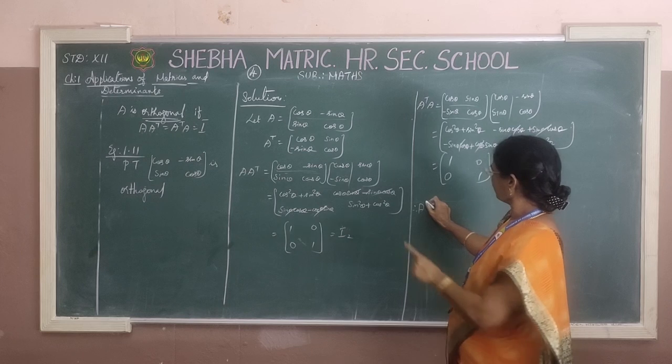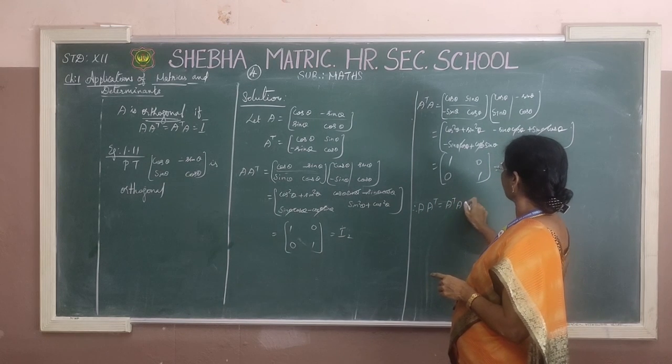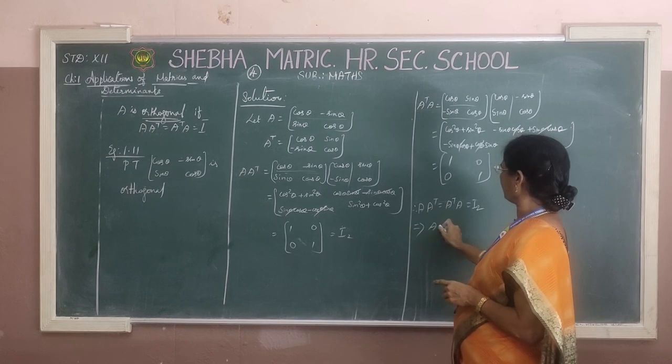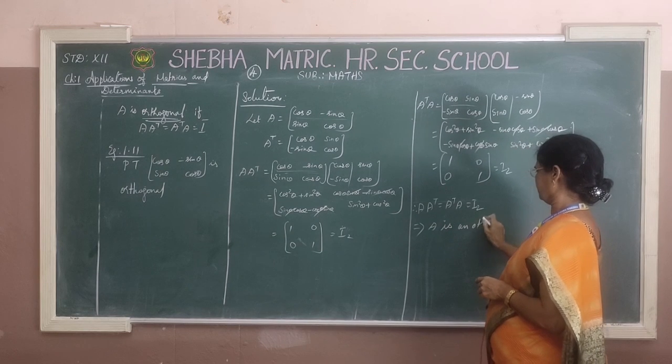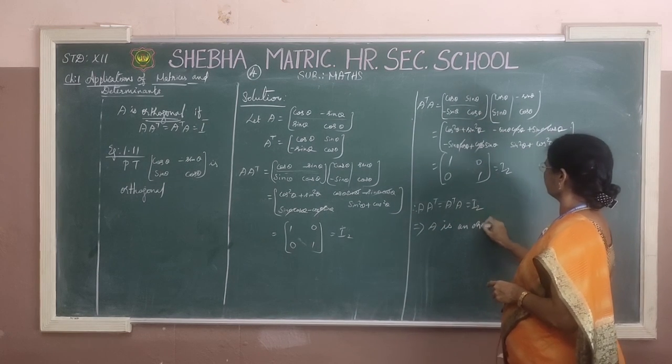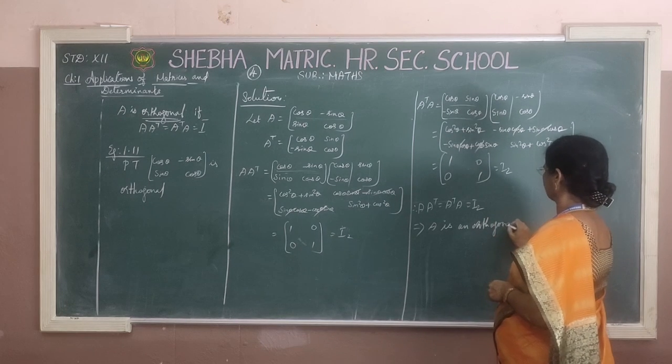Hence, A A transpose equal to A transpose A is equal to I2, then we will say A is an orthogonal matrix. A is an orthogonal matrix.